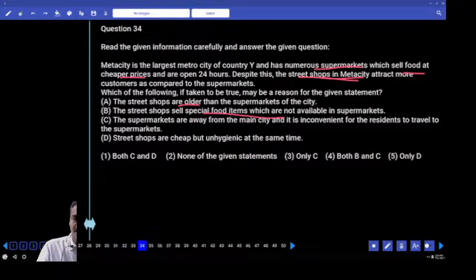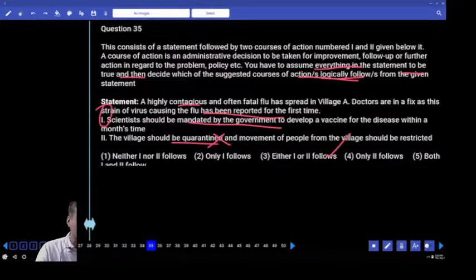And here, the supermarkets are away from the main city. That means availability, reach. This is the reason why these persons are preferring this one, B and C. And street shops are cheap but unhygienic. If it is unhygienic, people will not go to this one. So what is your answer? Both B and C is the choice for 34.